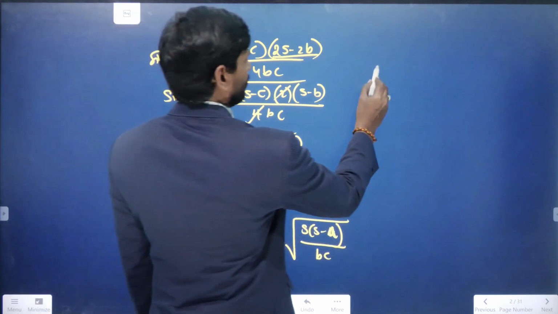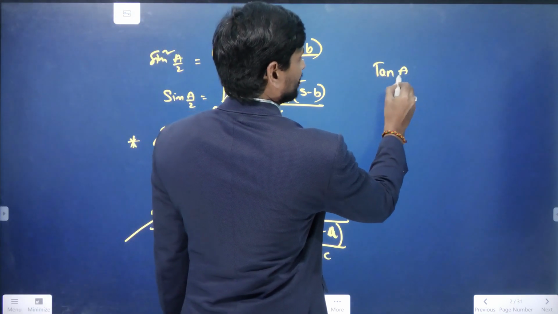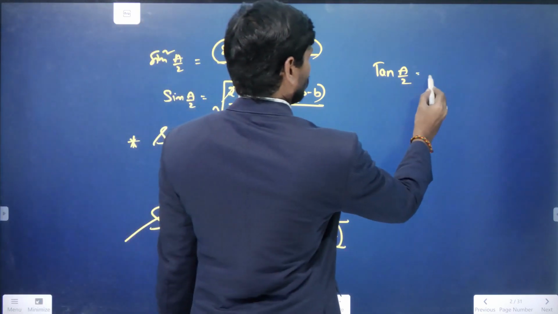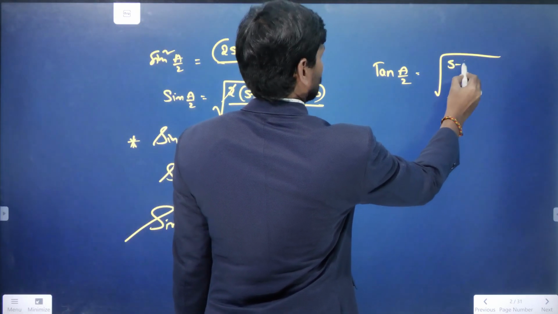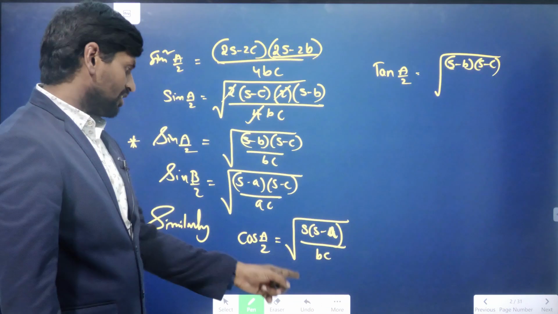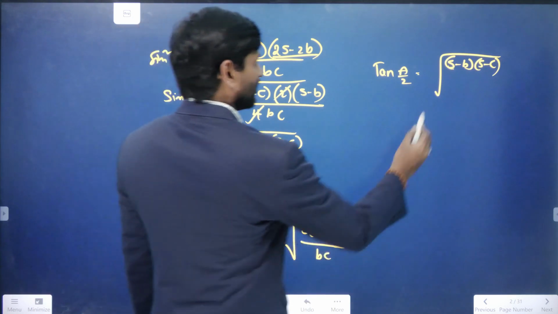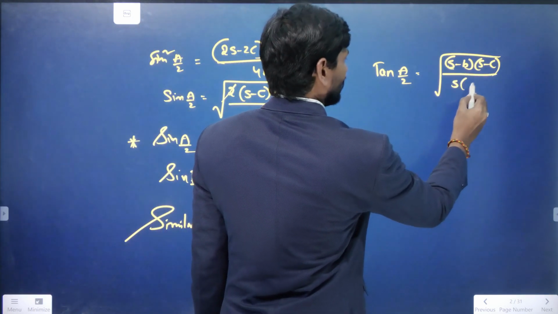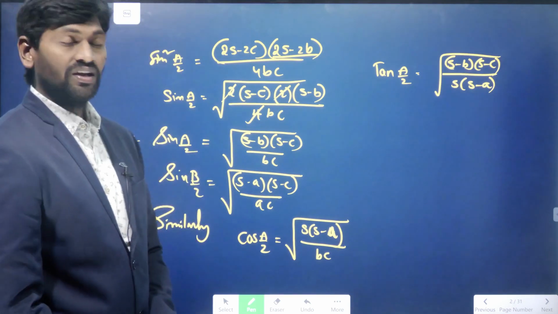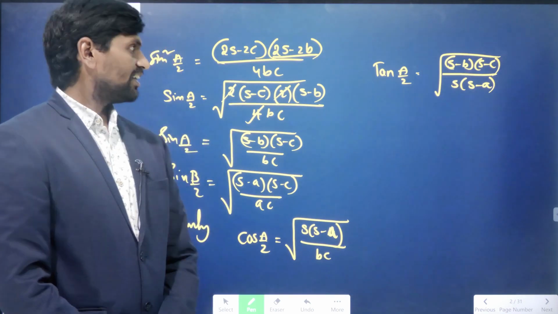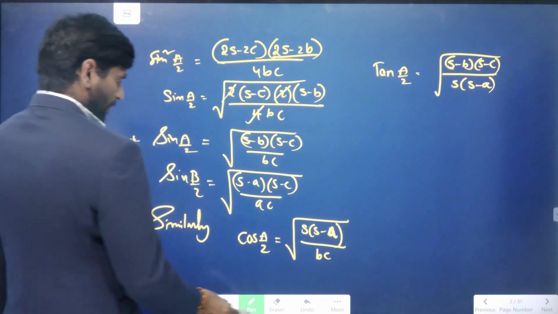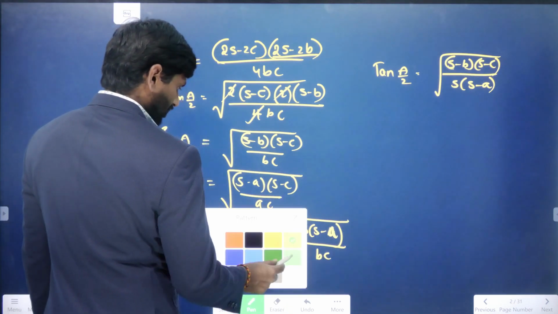Same way tan a by 2 formula. Tan a by 2 is nothing but sin a by 2 by cos a by 2. Sin a by 2 having the numerator s minus b into s minus c by bc will be there. Here also bc will be there. Both of them cancel. So we can write s minus b into s minus c by s into s minus a. Okay na? This is the formula for tan a by 2. So you should remember all these formulas.